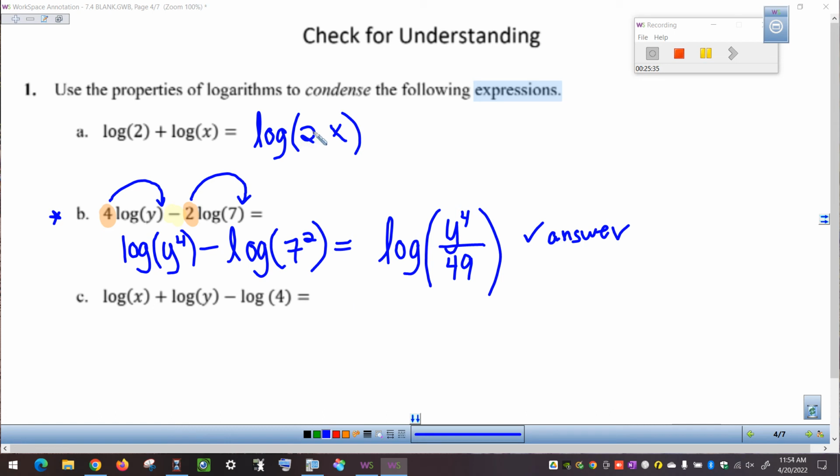And that's it. All right, in part C, we have a couple of things going on here because we see both an addition sign and a subtraction sign.